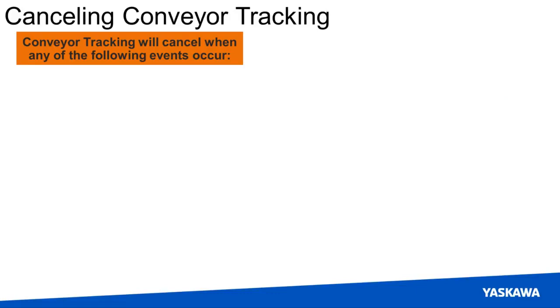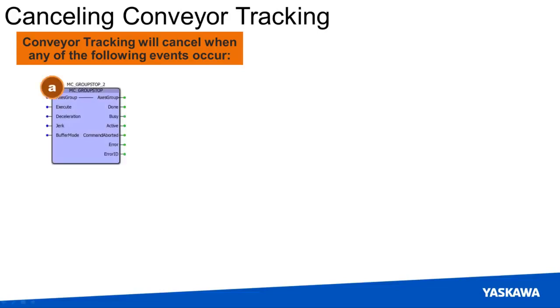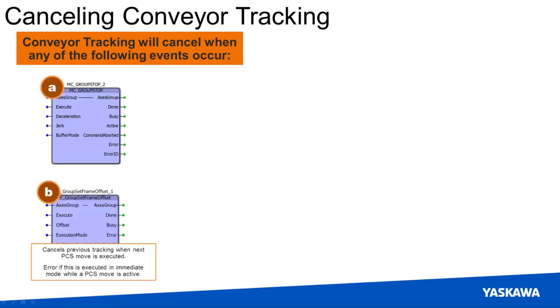The next thing to discuss is, when will conveyor tracking be canceled? So I've established a conveyor tracking relationship. How do I end that relationship? There are 4 different ways that can happen. First is I can just do an MC group stop. That'll bring the group that's doing the tracking to a complete and total stop, and it will break the relationship of conveyor tracking.